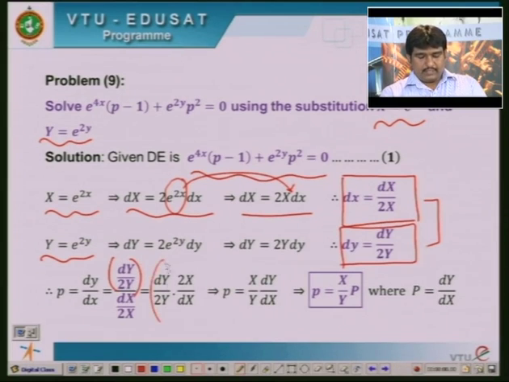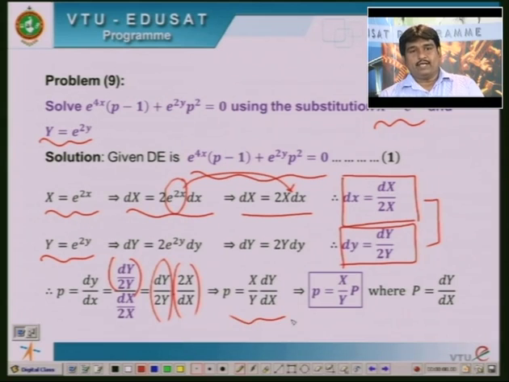You can write this as dy by 2y into 2x divided by dx. After simplification, you get small p as capital X by y into dy by dx. I'll call this term, the derivative with respect to the new variable, as capital P. So small p is capital X by capital Y into capital P. I'll substitute all these things.